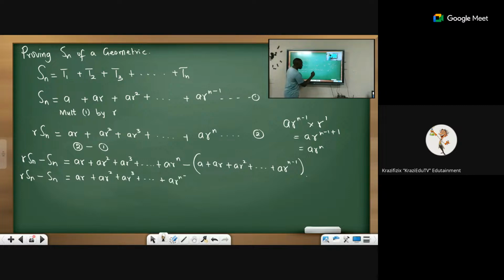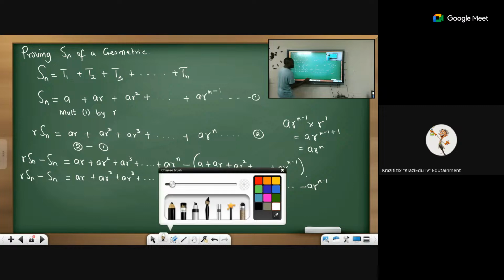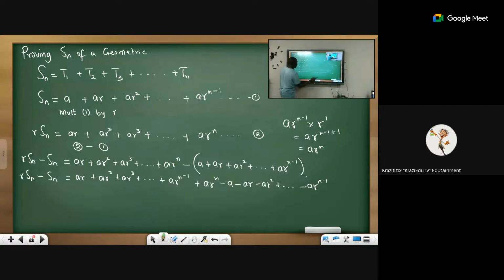ARn minus 1. That's the term before, just to show you. You see where I'm going, right? Now, let's expand this. What are we going to have? Minus A, minus AR, minus AR squared, minus AR to the power... What do you notice? Something magical is going to start happening.